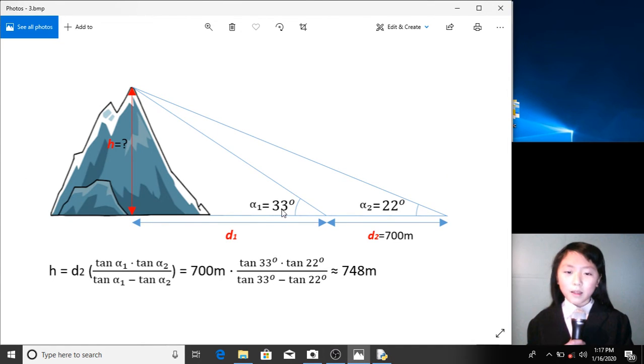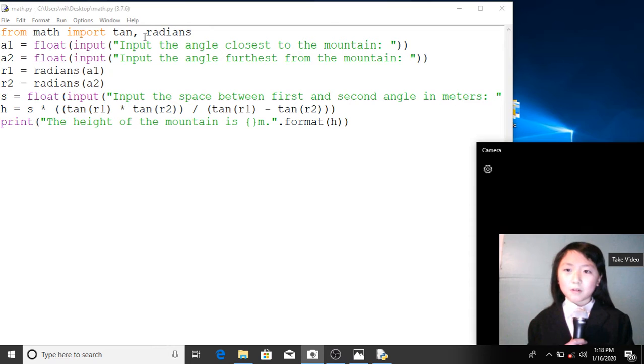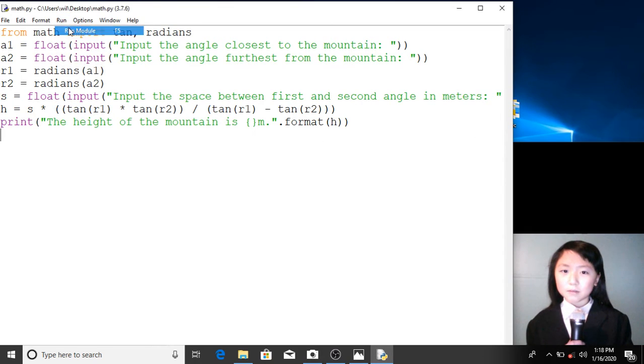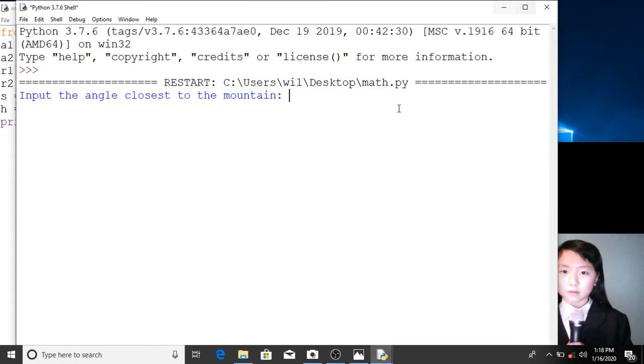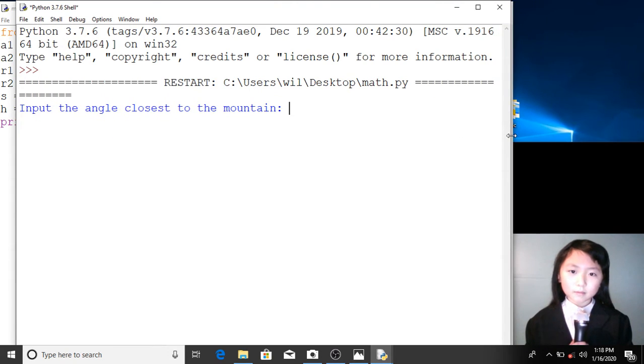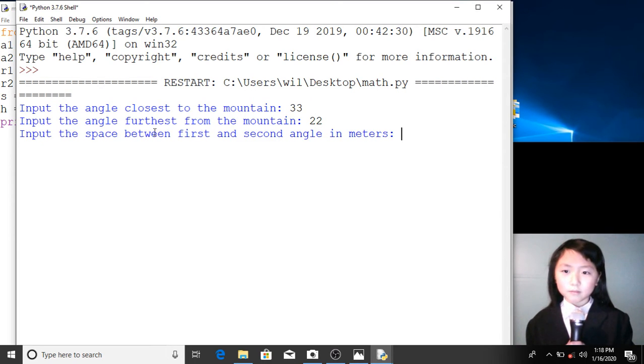We have alpha1, alpha2, and d2. So 700 times this over this approximately equals 748. With this Python program here, I will run this. Input the angle closest to the mountain. Oops. And the angle we have was 33. The other angle was 22. And the space between the first and second angle is 700.